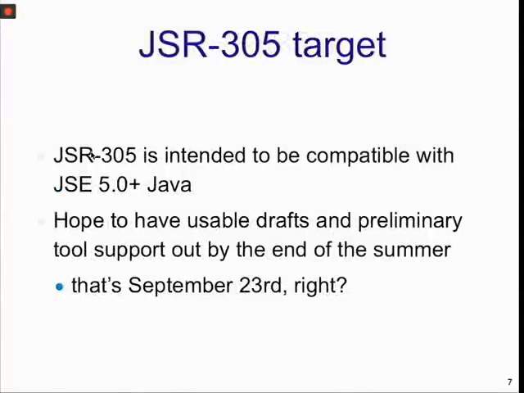305 is intended to be compatible with any version of Java that supports annotations. It doesn't require any syntactic changes; we're not allowing ourselves to require any. So if you're running Java 5, you'll be able to download a jar file that contains the new annotation names, and compile against it. Java 5 won't interpret the annotations, but any tools you happen to use, like FindBugs or IntelliJ, will be able to interpret them. And we hope to have usable drafts and preliminary tool support out by the end of the summer, which I just checked gives us until September 23rd.